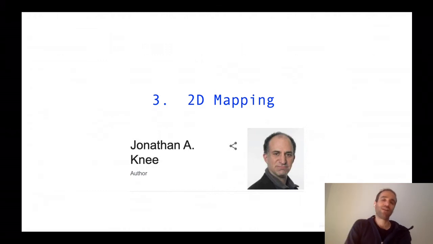Number three, 2D mapping. One of my favorite examples is by Jonathan Knee, who wrote a book called The Accidental Investment Banker. In the following chart you will see, he credits this chart for a big part of his success as an investment banker.